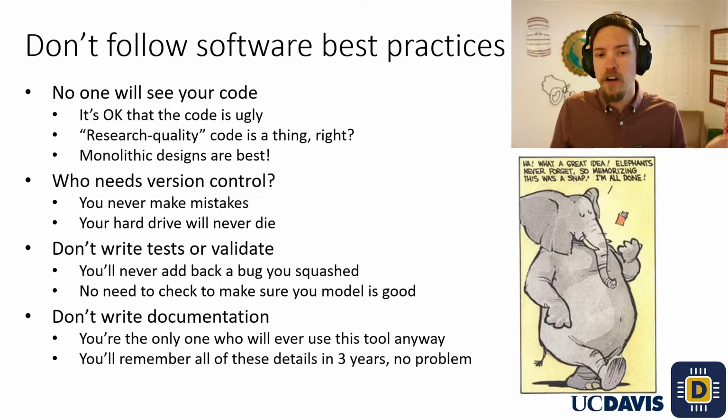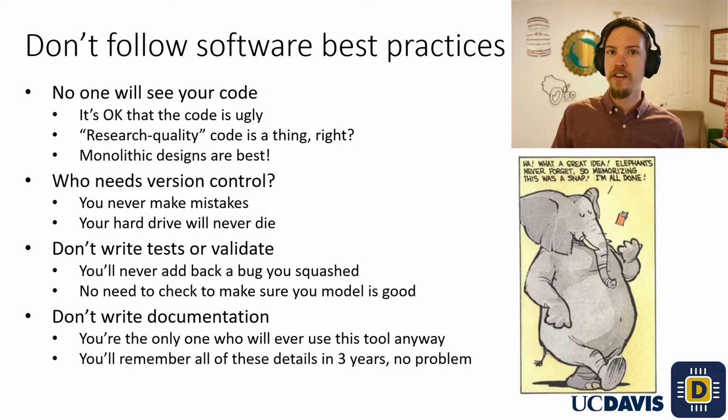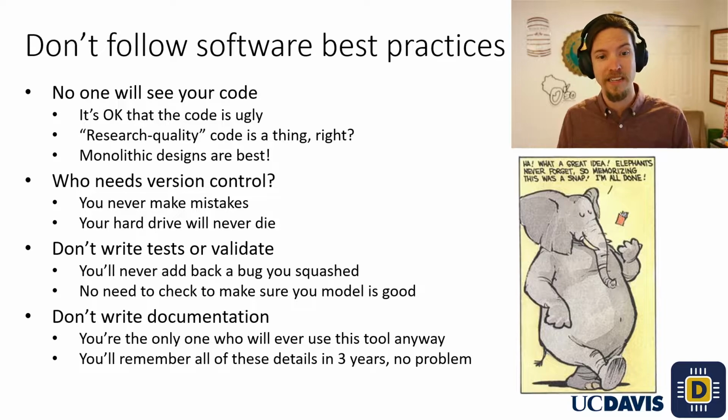Again, you're a perfect coder. And even if you do find a bug in your code, you've squashed that bug. You're never going to need to squash that bug again. It'll never crop up. When you're developing models, again, you're a perfect coder. The first time you write it, it's going to model exactly what you want, the way you want to. There's no reason to check to make sure that your baseline actually matches a reasonable baseline.